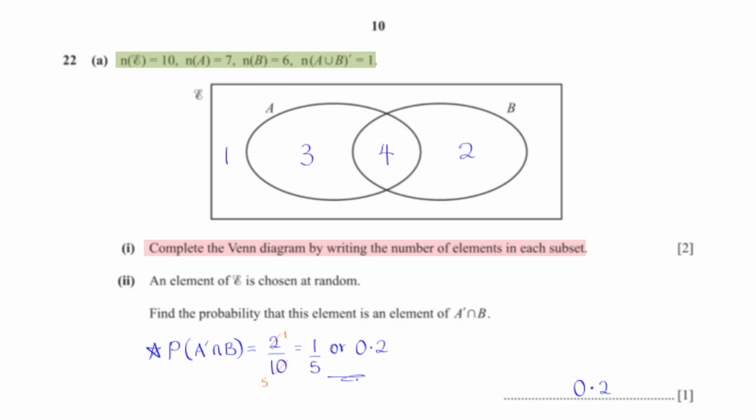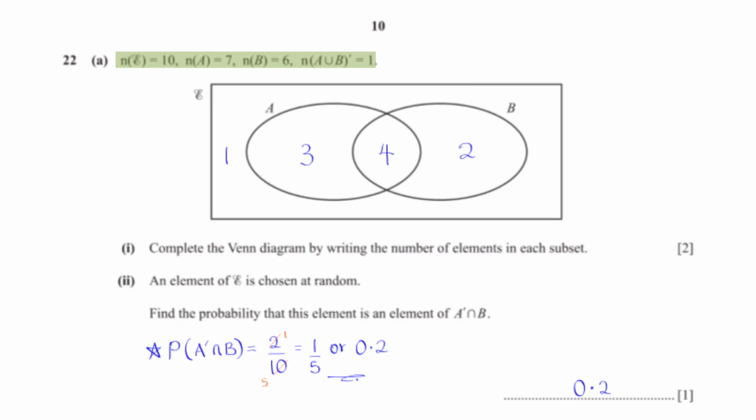So to do that, we add 7 and 6. That gives us 13. So when we subtract 9 from 13, we get 4. And so the number of elements in set A and set B is equal to 4. The number of elements in set A is equal to 7. And so 7 minus 4 gives us 3. The number of elements in B is equal to 6. 6 minus 4 gives us 2.